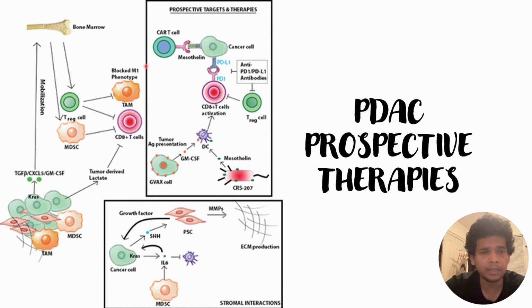At the same time, another therapy being targeted is CAR T cell therapy with a receptor against mesothelin, which is highly expressed in PDAC pancreatic cancer cells. The CAR T cells will be able to distinguish PDAC cells from healthy cells, and can act against these cancer cells. These are the two strategies that have shown some positive results.